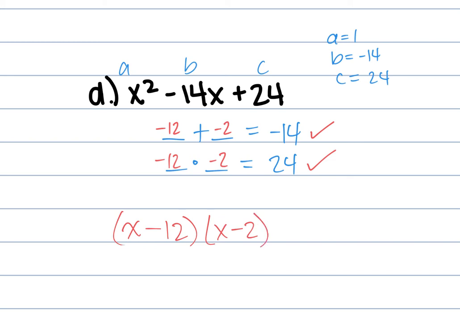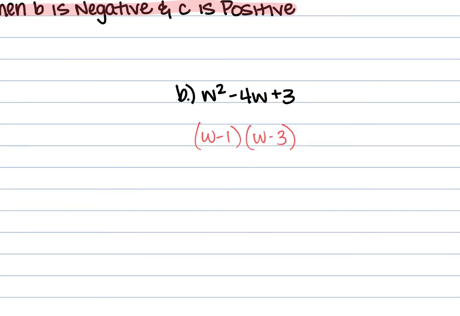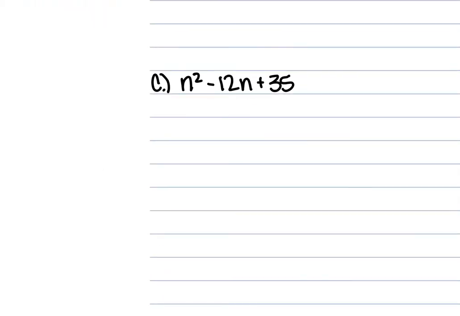We good? All right, B and C are all yours. Go for it. All right, for B, you should have gotten (w - 1)(w - 3). Any questions? Ask if you have a question. We're good? All right. For C, did we get (n - 7)(n - 5)? Yes.